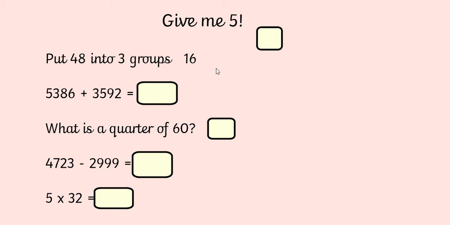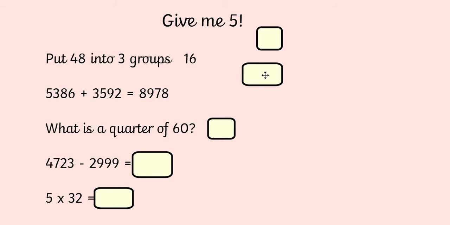Okay, next question, 5,386 add 3,592. Okay, all that was needed here was just a column addition. So you should have got the answer 8,978.